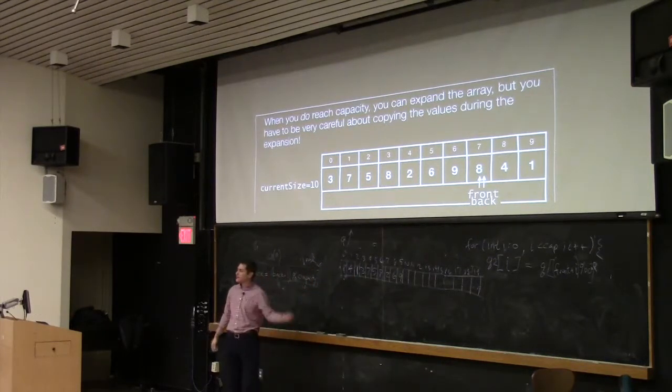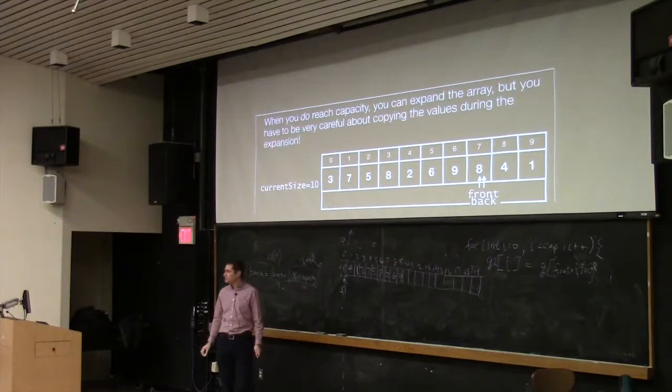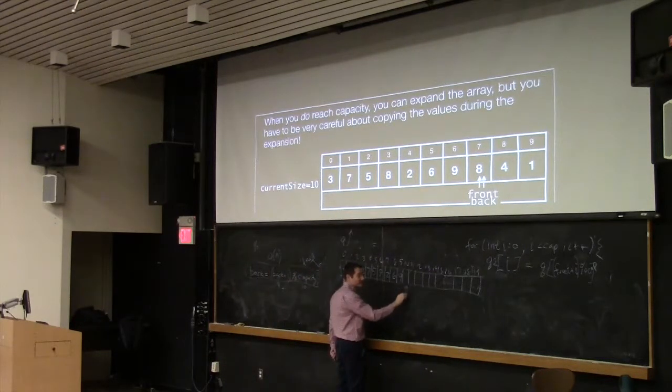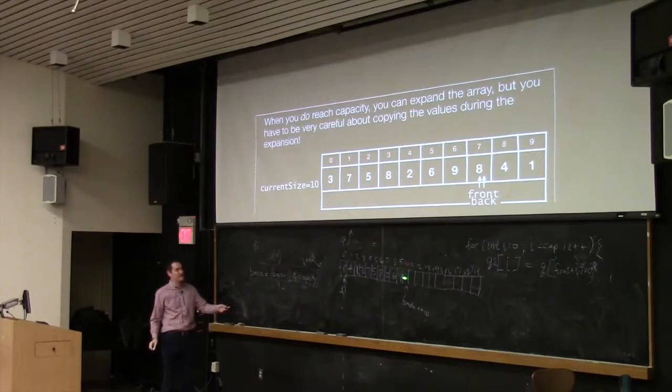Where are we going to set our front to the new Q? Front gets 0. Where are we going to set the back to? Back gets the old capacity. And we're ready to go, because the next available spot is this one. And now we've got a good Q.